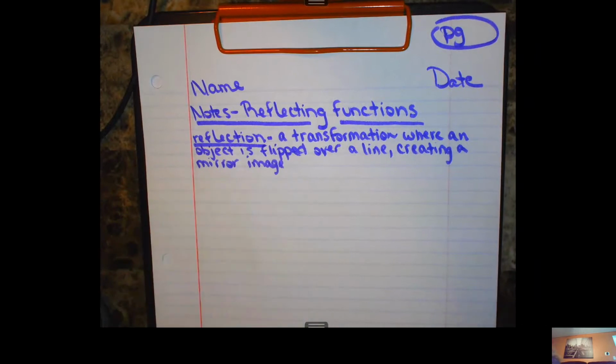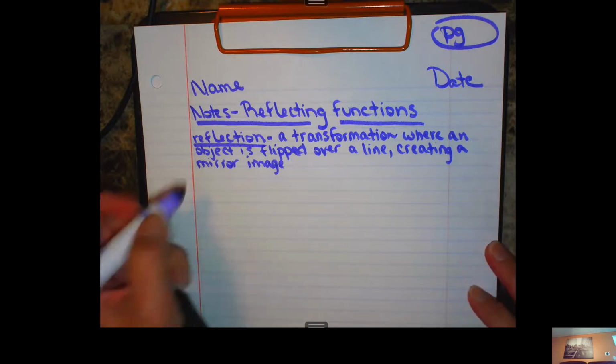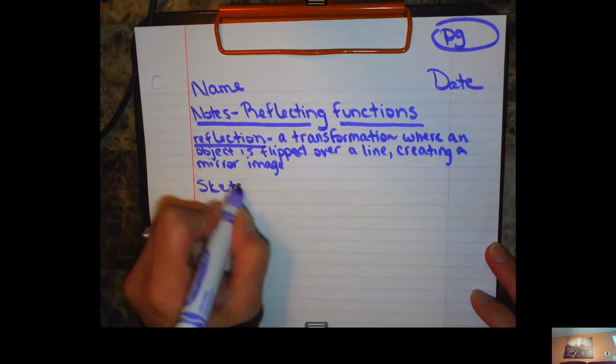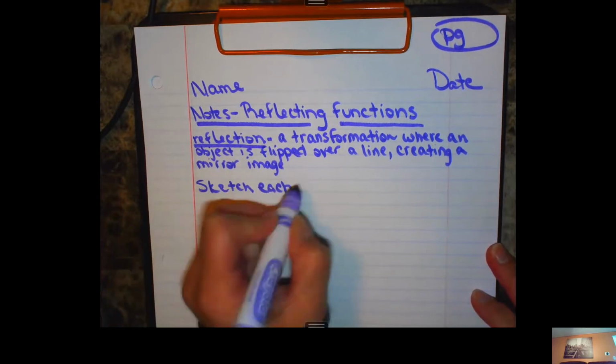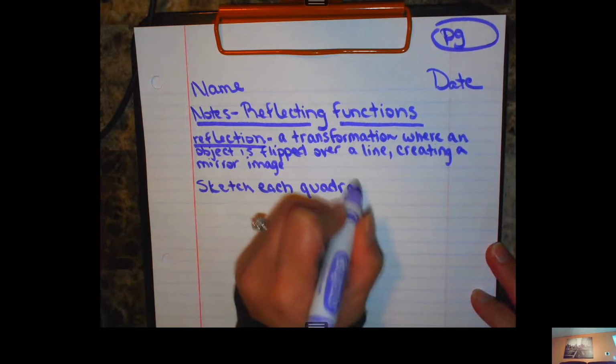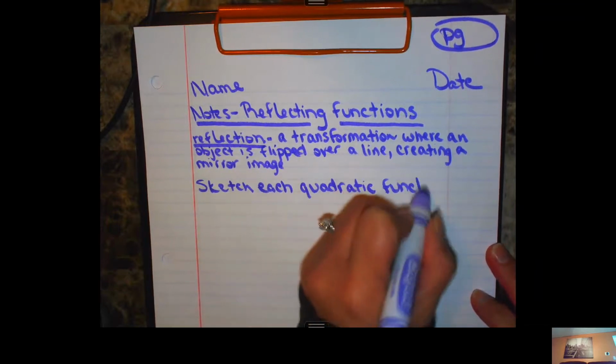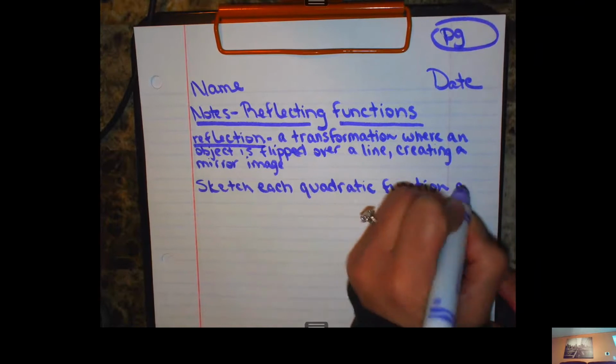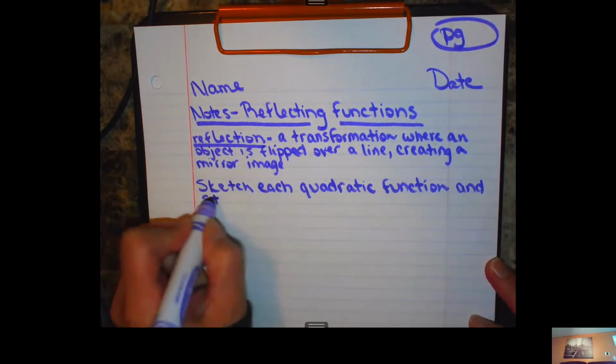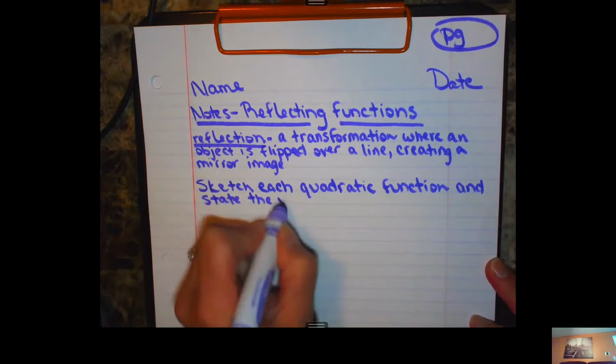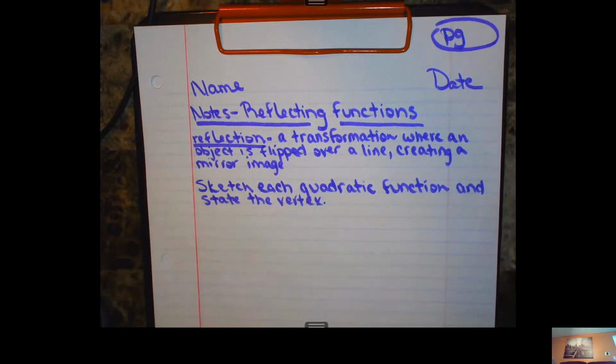So when we were shifting, we had an object move left, right, up, down, and to show that we would be adding or subtracting, either to the x value or to the end of the function. Here we're going to see what happens when we are reflecting. Our directions are to sketch each quadratic function and state the vertex, the same format as our notes on shifting functions. We're going to look at the graphs first and then try to come up with our rules.